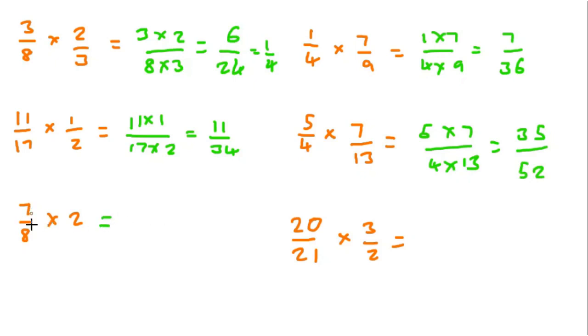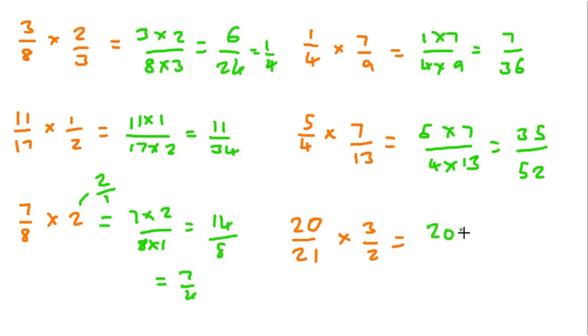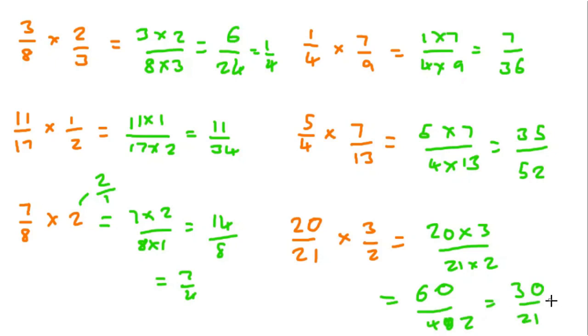For this one, we have 7 over 8 times 2, but 2 is essentially the fraction 2 over 1, so this is 7 times 2 multiplied by 8 times 1, that's equal to 14 over 8, which is equal to 7/4, because both these can be divided by 2. And then here we have 20 times 3 over 21 times 2, and that's equal to 60 over 42, which we can write as 30 over 21. We can divide these by 3 as well, and that's 10 over 7.